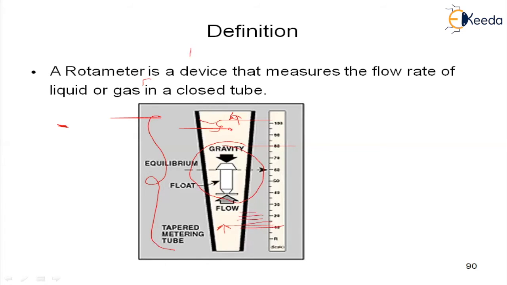When there is no liquid passing through here, the float remains at rest, and that condition is called equilibrium condition. The main role is played by this particular float. See here, the flow of the liquid is in this direction, and gravity is acting in this particular direction. That's the reason this rotameter is used to measure the flow rate of a liquid or a gas inside a closed tube, my dear students.